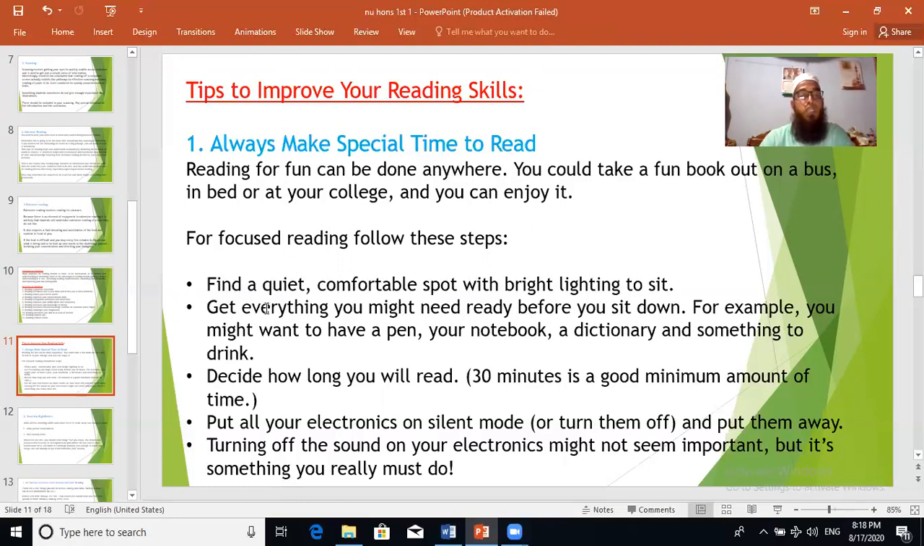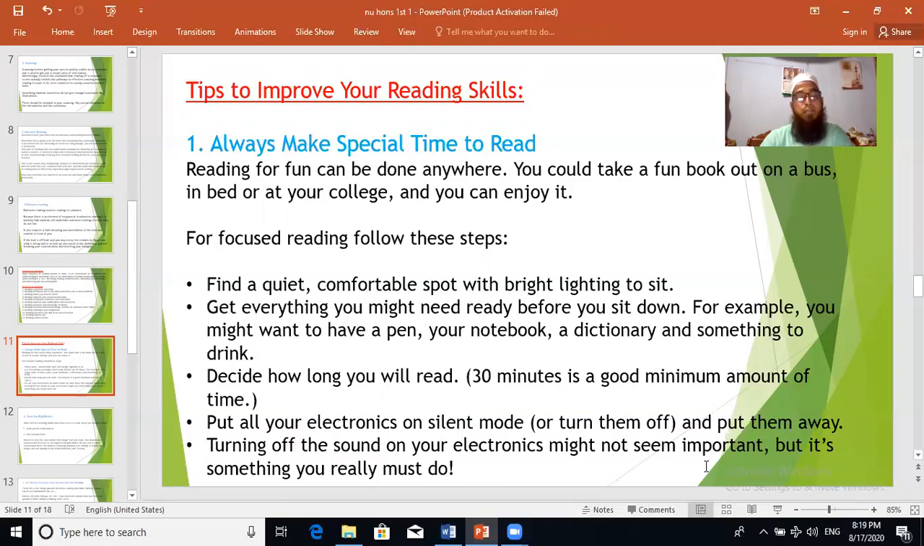What you can do for focused reading: find a quiet, comfortable spot with bright lighting to sit. Get everything you might need ready before you sit down. For example, you might want to have a pen, your notebook, a dictionary, and something to drink. Decide how long you will read. That means you have to fix a time. 30 minutes is a good minimum amount of time. Put all your electronics on silent mode or turn them off and put them away. Turning off the sound on your electronics might not seem important, but it's something you really must do.